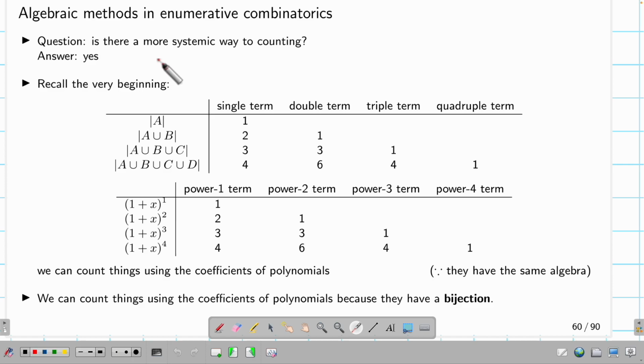Okay, so the point is, we have learned so many counting techniques. They are so messy. These ideas are scattered. They are not linked. It's not systematic. Then naturally, is there a more systematic way of counting? Yes. And the idea is algebraic methods.